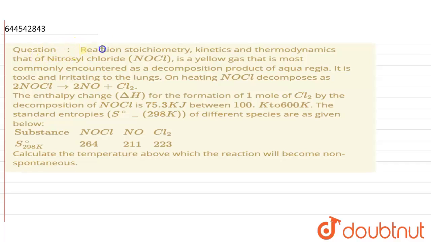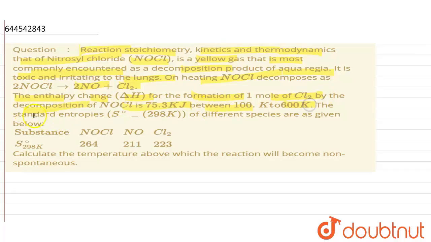Hello everyone. So in this question, it is given that the reaction stoichiometry, kinetics, and thermodynamics of nitrosyl chloride, that is NOCl, is a yellow gas that is most commonly encountered as a decomposition product of aqua regia. It is toxic and irritating to the lungs, and heating NOCl decomposes it as 2NO plus Cl2.